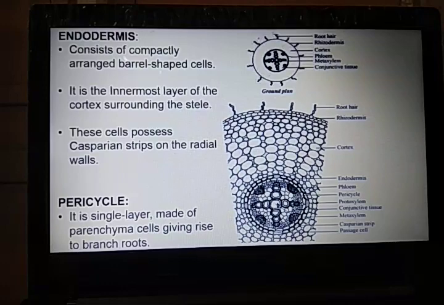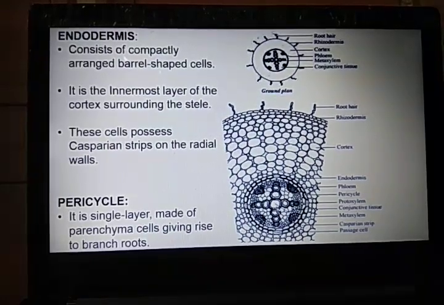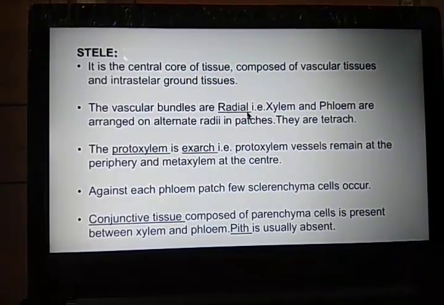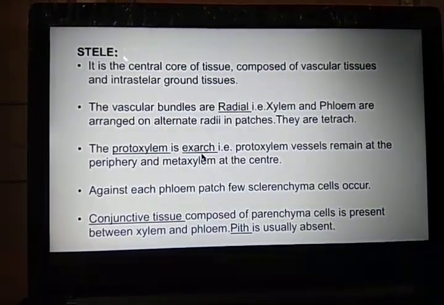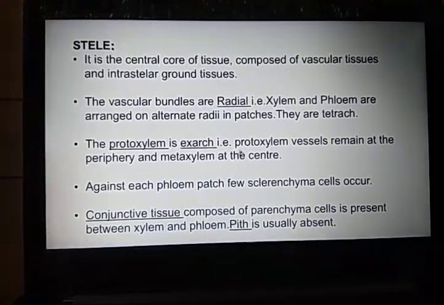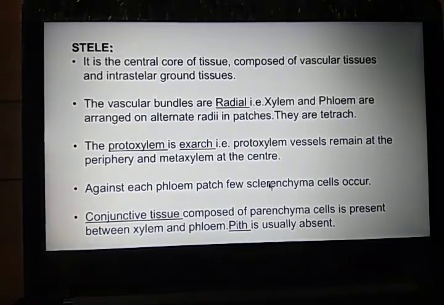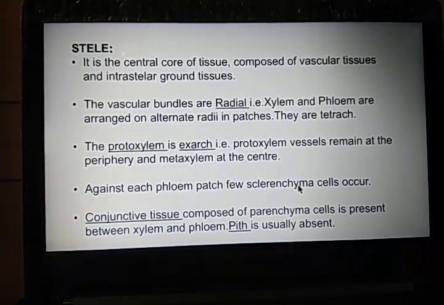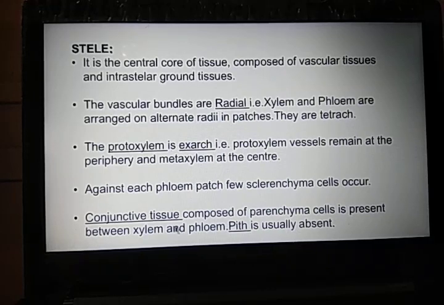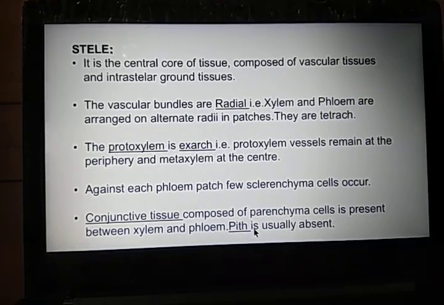Now, the xylem vessels are tetrarch, and the protoxylem is exarch. That is, protoxylem vessels remain at the periphery and the metaxylem at the center. Against each phloem patch, few sclerenchyma cells are present, and conjunctive tissue composed of parenchyma cells is present. Between xylem and phloem, pith is usually absent.